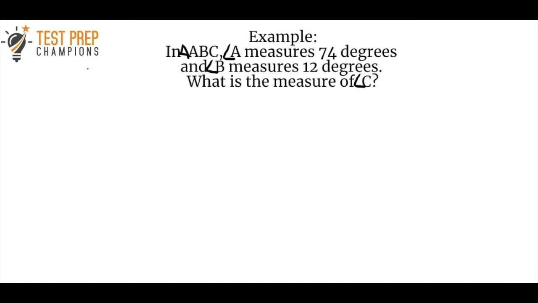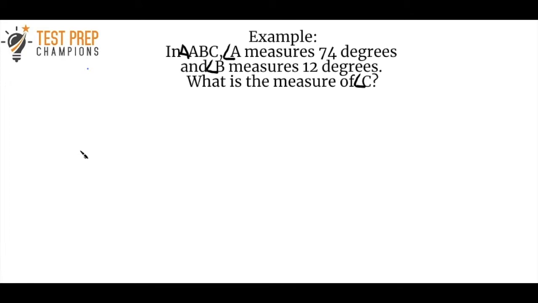So we made it to the last example. And this question is, in triangle ABC, angle A measures 74 degrees and angle B measures 12 degrees. What is the measure of angle C? So as always, you know the drill. Pause the video, try it on your own if you'd like to.